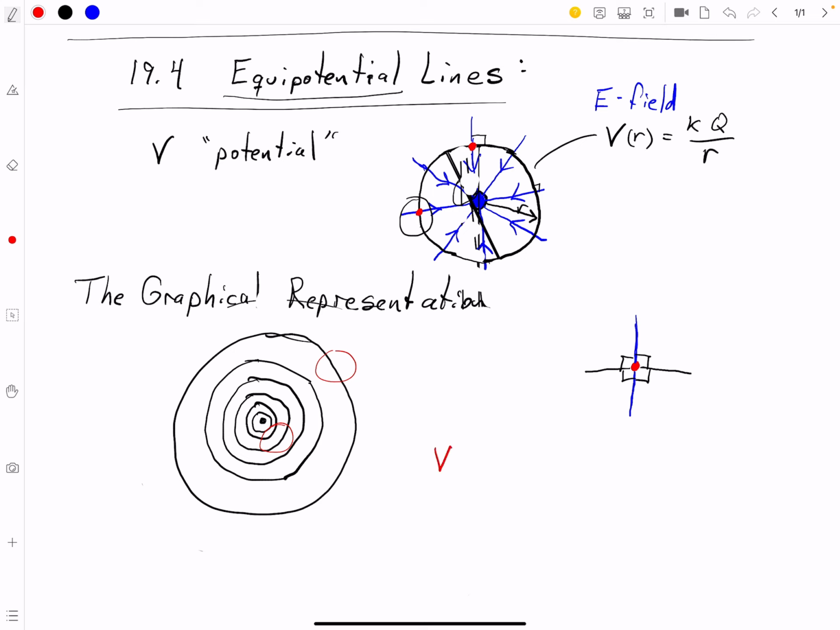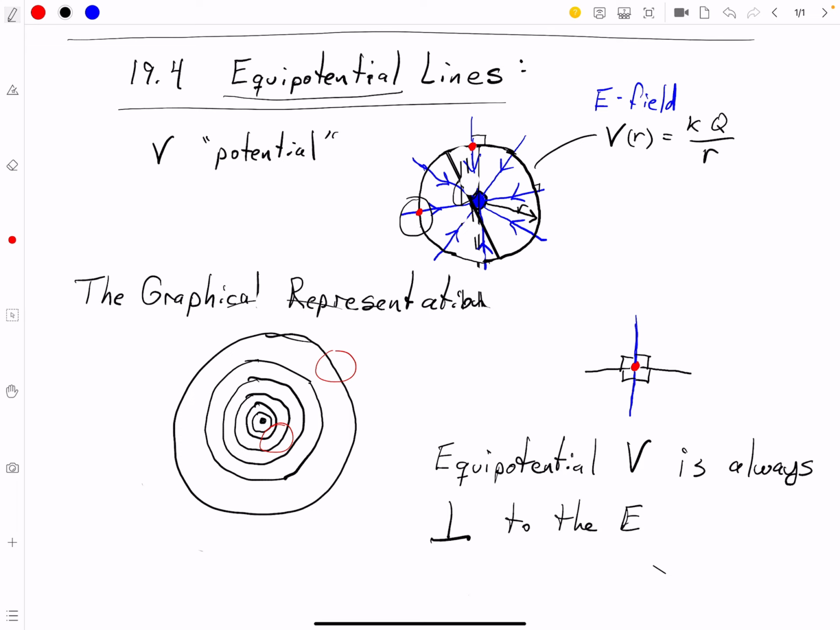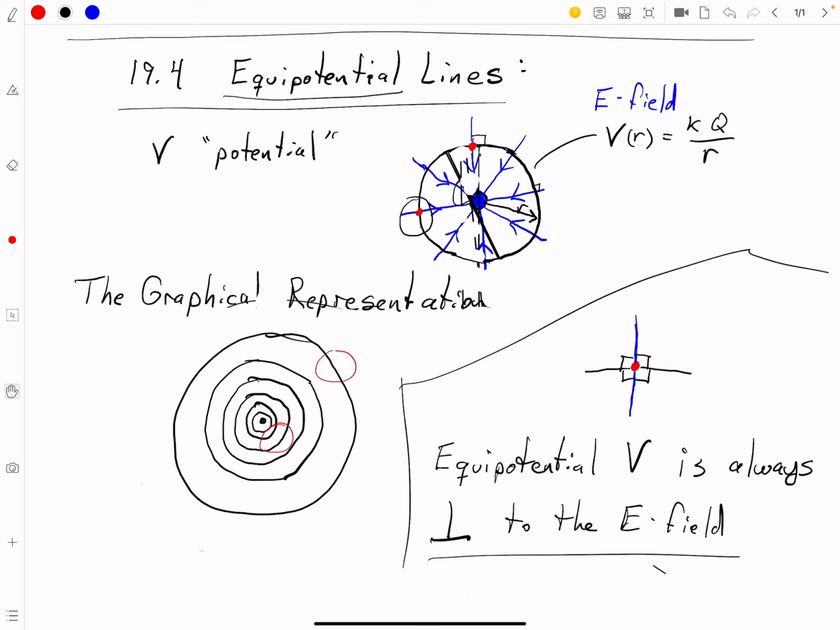So equipotential V, equipotential voltage is always perpendicular to the E field. That's our takeaway from that.